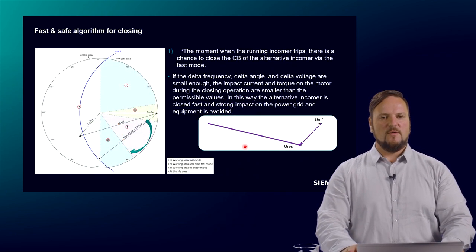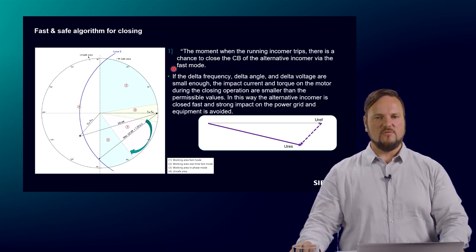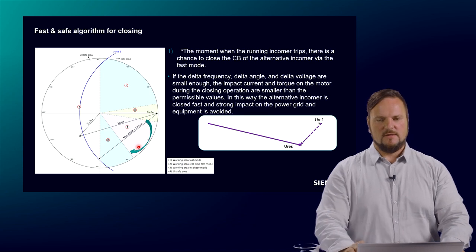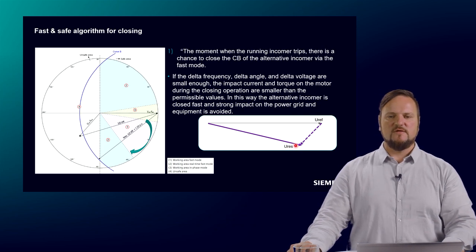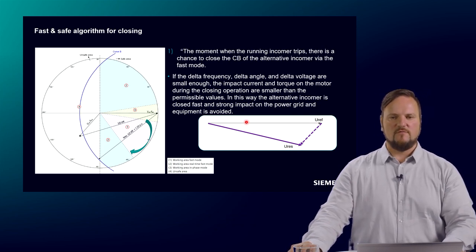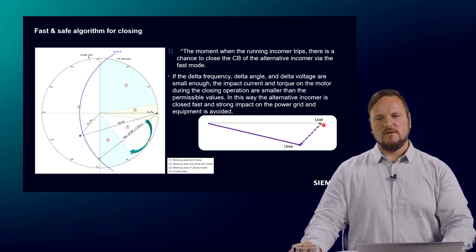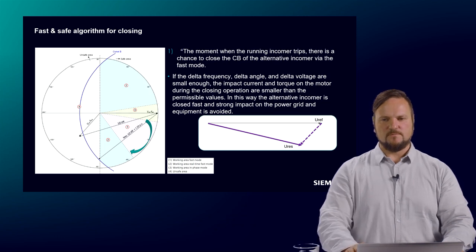And then when we come to the first algorithm, or the first mode, this is the fast mode. Fast mode is in that window here. That means we have a very short window here to close the breaker. Therefore, you see the influence on the delta voltage between the reference voltage and the residual voltage is not so big. That means we have not a big delta angle, and not a big difference in voltage and frequency as well.